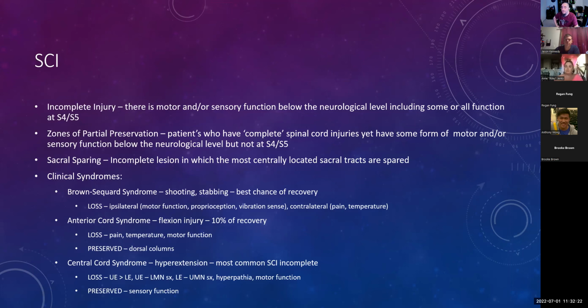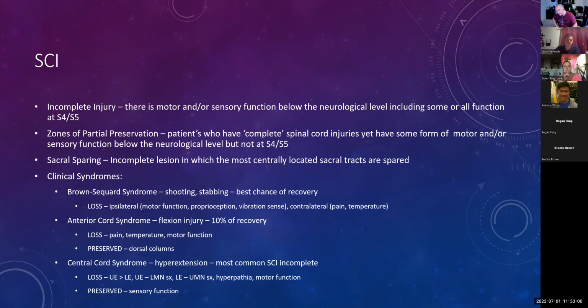So that'll tell you that they've got no S4, S5 function, right? Incomplete, they have S4, S5. Which has a better chance of recovery, complete or incomplete? Incomplete, good. Incomplete has a better chance of recovery. So just remember that incomplete means that they've got some bowel and bladder function, right? And some function below the level of injury. And we have those zones of partial preservation in those weird people. Those are the people that have that full complete spinal cord injury.